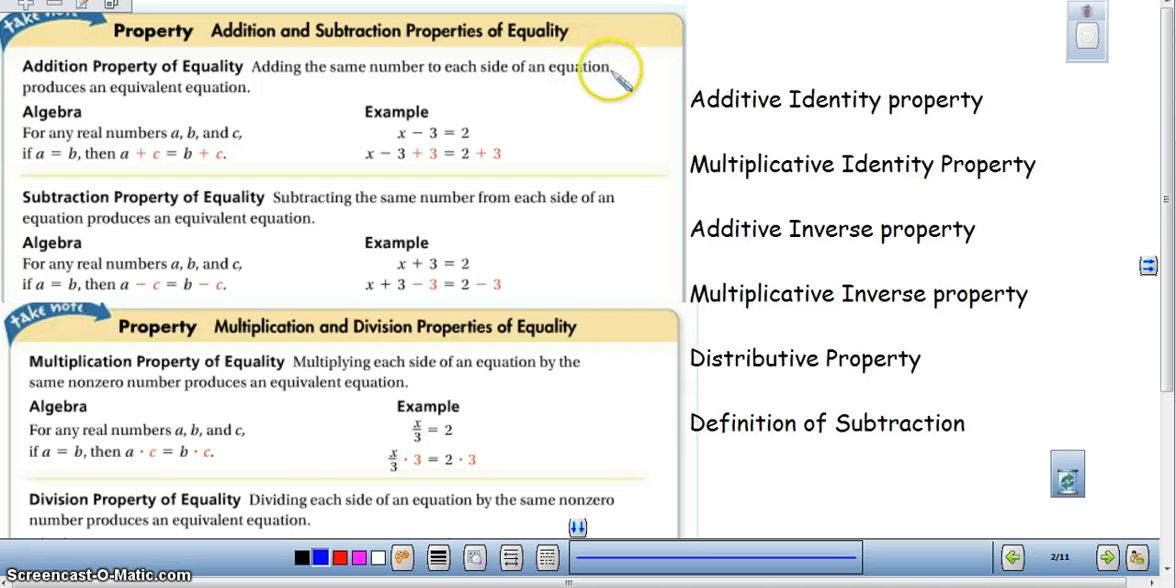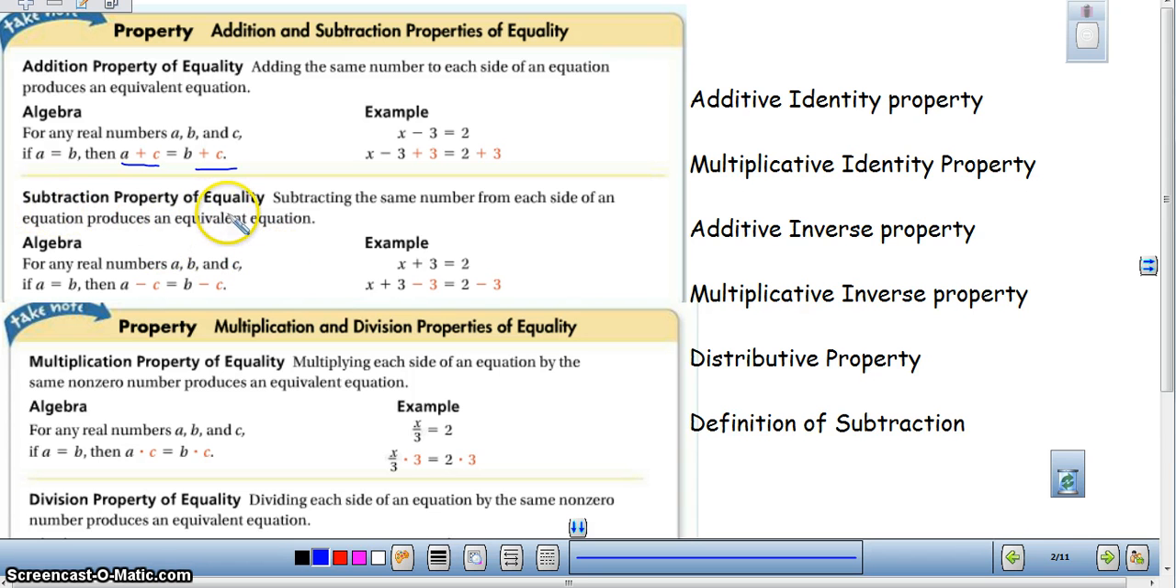If you need to pause the video and write down all these different properties, the addition property of equality lets you add the same number to both sides of the equal sign. We will use these properties listed here, this whole list, when we go to prove our equations today.